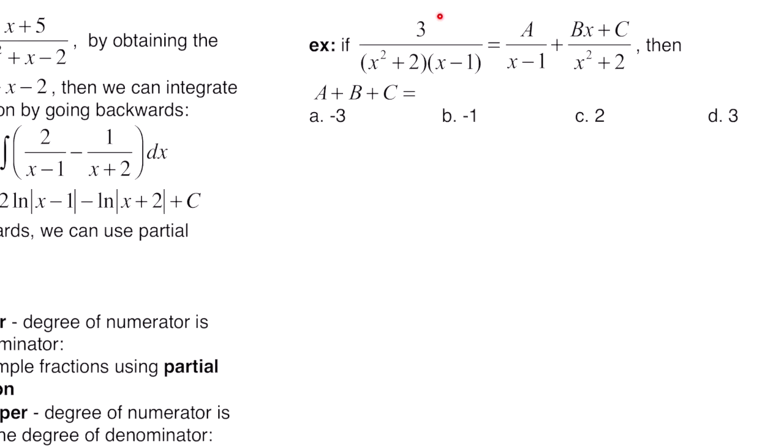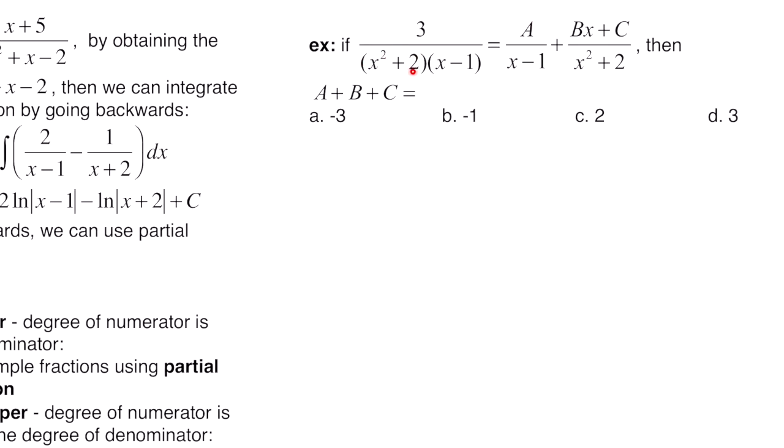This example says if we have this rational function and it breaks up to A over x minus 1 plus Bx plus C over x squared plus 2, then if you find A, B, and C and add them together, the answer is going to be which one of these answer choices. So here's the original proper rational function. This factor was linear, so it's written right here with a constant numerator.